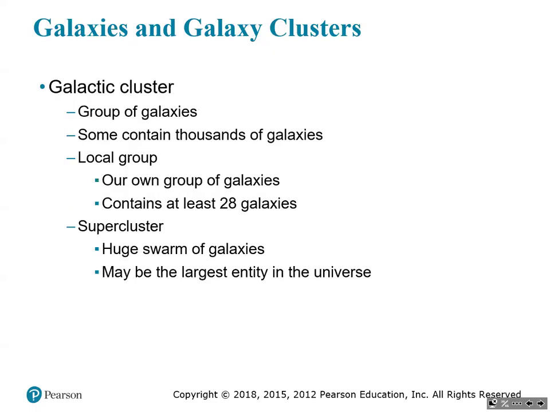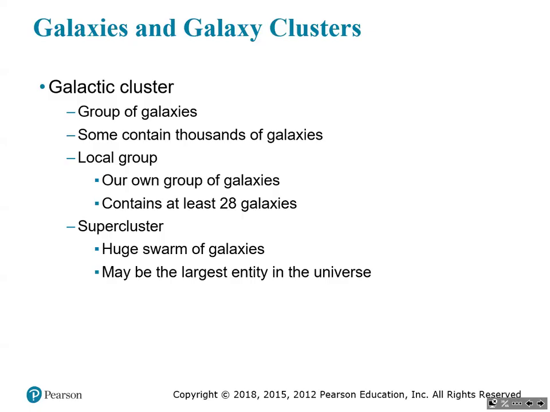And galaxies come in clusters. You get groups of galaxies that are all gravitationally bound to each other. Some contain thousands of galaxies. Some, like our local group, contain 40 to 50. So our local group contains about 40 to 50 galaxies.